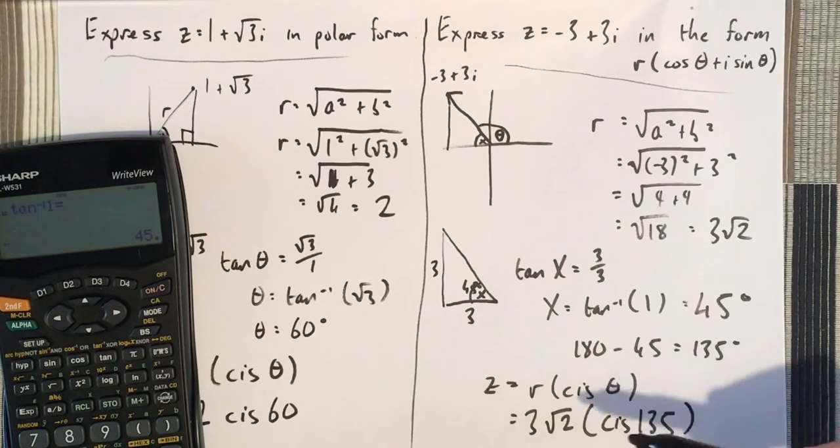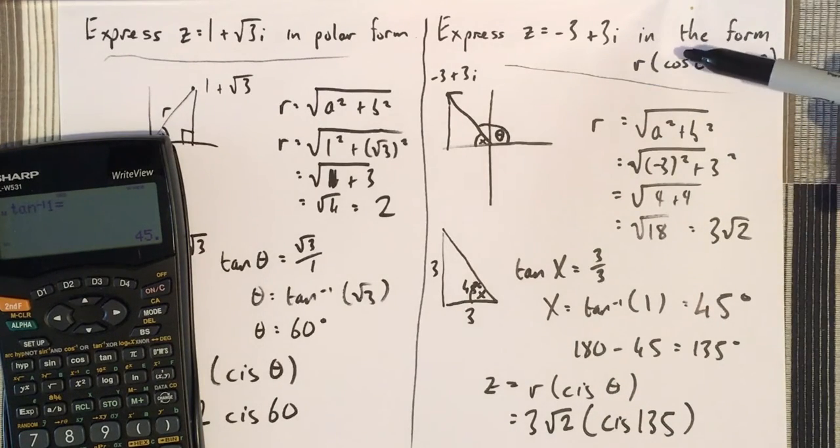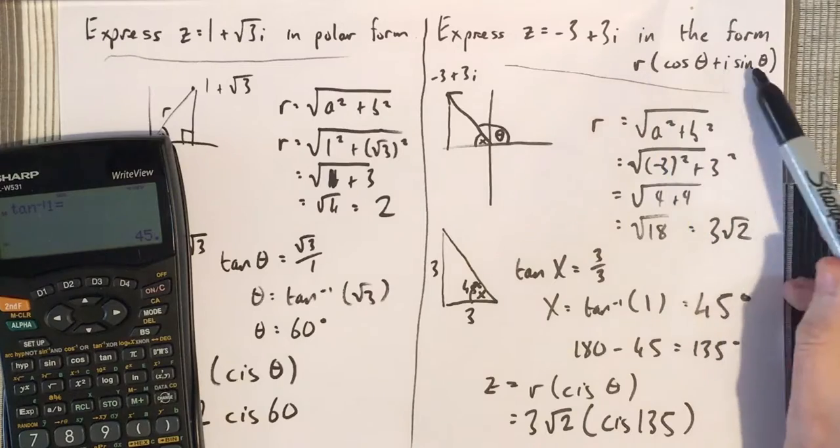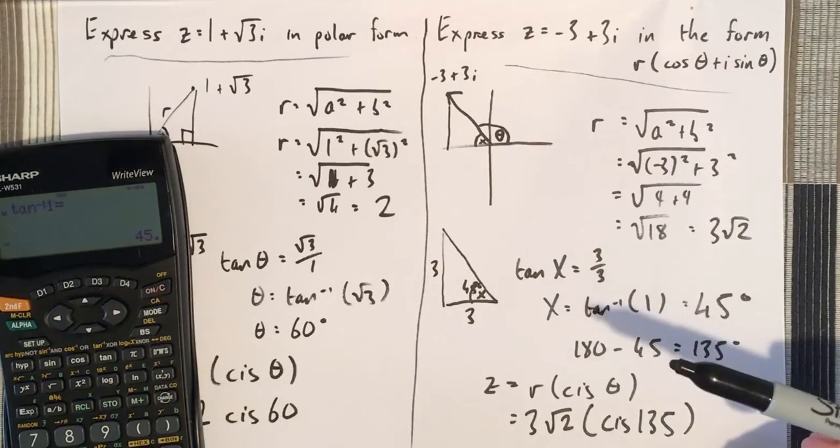And again, you can write that out in full, write it as r cos 135 plus i sine 135. It means the same thing. If they ask for it in this form and you write cis, it is the same thing. It's correct.